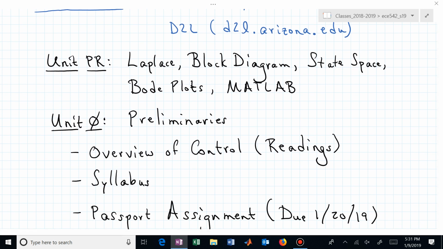There are several sections on D2L that you may want to look at. One is the Prerequisite and Review module, which has many different sub-modules within it: two on Laplace, one on block diagrams, one on state space, one on Bode plots, one on MATLAB. Those are for review, or to see if you haven't studied some of that material in the recent past. You might want to view certain pieces of that content.